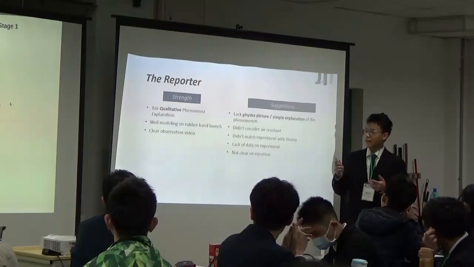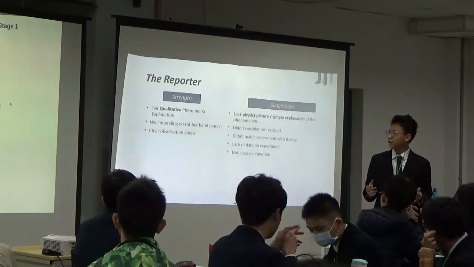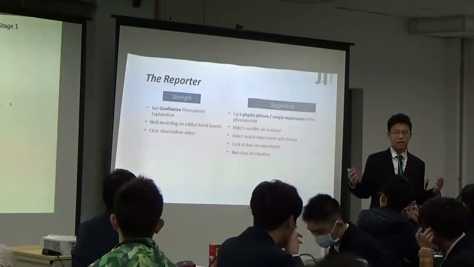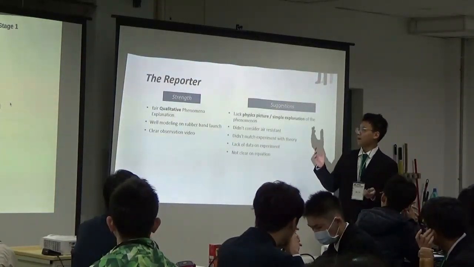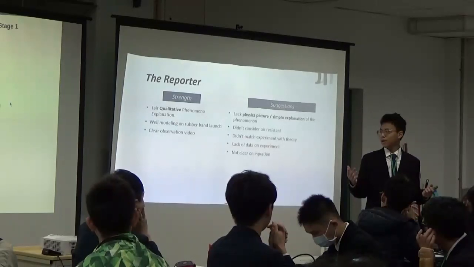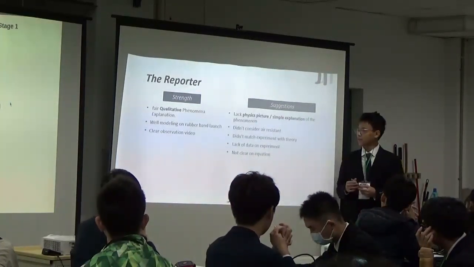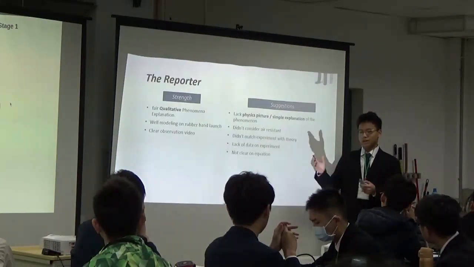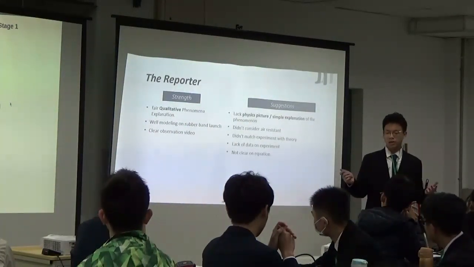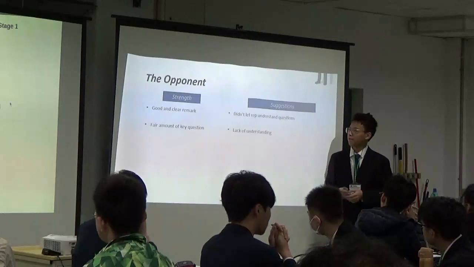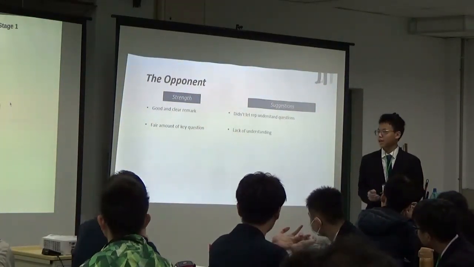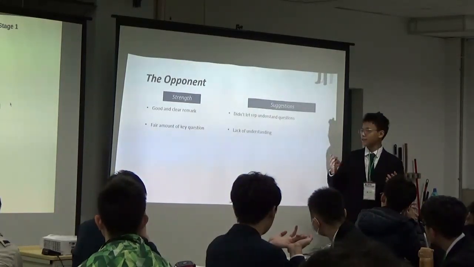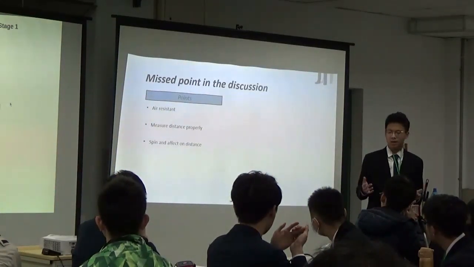In the report, I think he has a fair quantitative phenomenon explanation, a well-modeled rubber band launch, and a clear observation video for us to look at. But I think he lacked a simple explanation for the phenomenon, he didn't consider air resistance, the theory and experiment don't really match, and the equation in the theory is not clear. As for the opponent, I think he has a good, clear remark and a fair number of key questions, but he didn't let the reporter understand all of the questions, and he doesn't have a good understanding of the problem.